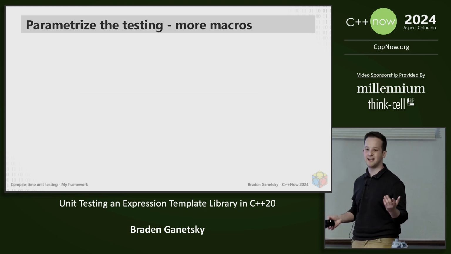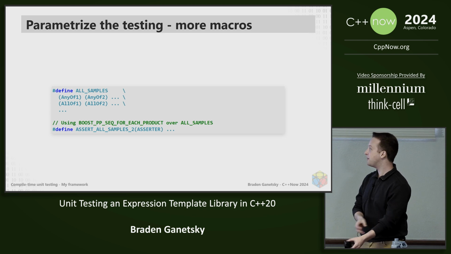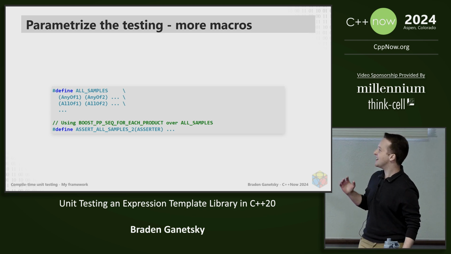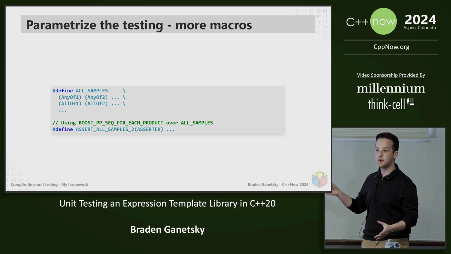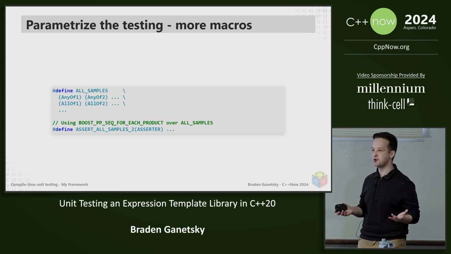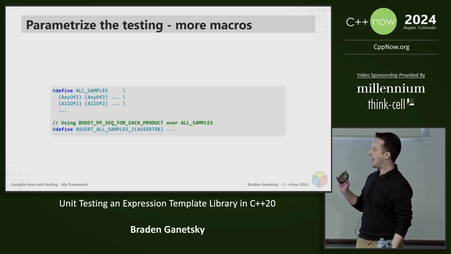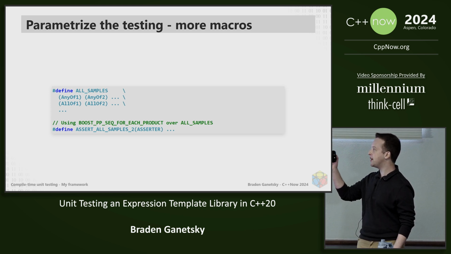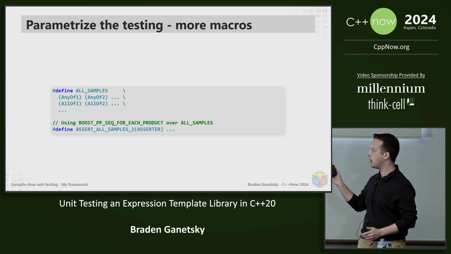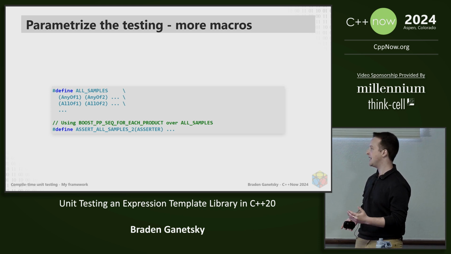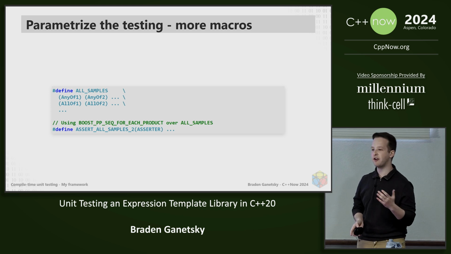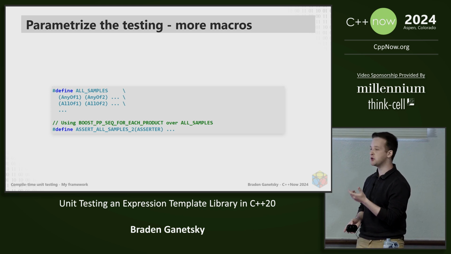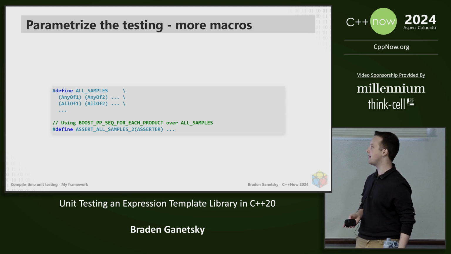You just need more macros. So what I'm going to do is define all samples, and it's going to be any samples that I want. In my library, for example, I have like 100 or 150 different sample parsers. And so here I have any of one, any of two, I have a bunch of any ofs, a bunch of all ofs, a bunch of every type of parser. And I have this macro called assert all samples to that takes a binary asserter. Inside of itself, it just uses the all samples because you're just always using all samples.